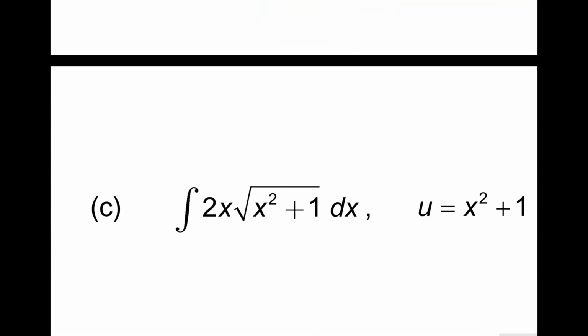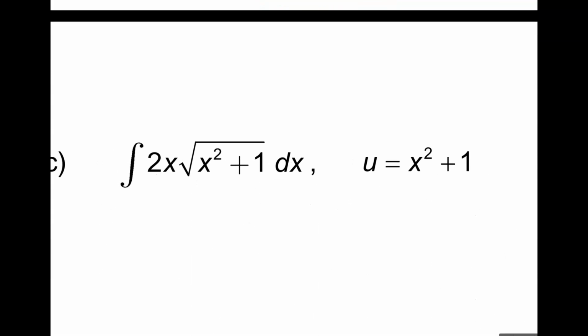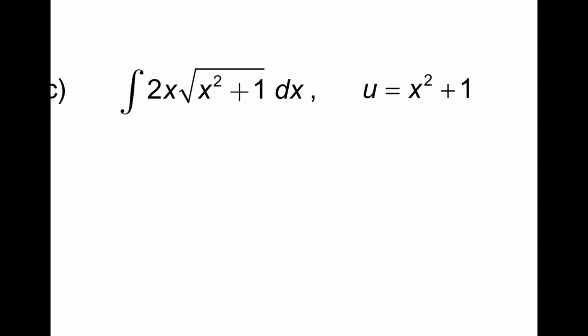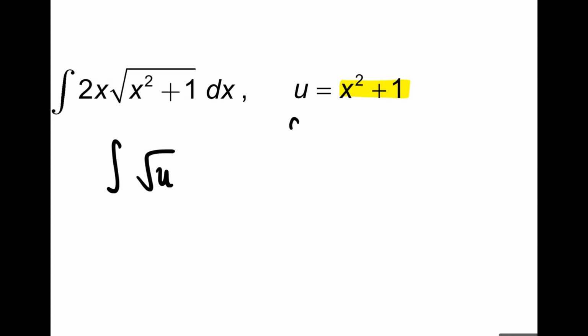This next one is not as bad, because I still tell you what u is, right? Later, I won't tell you what u is, and you have to start finding what the inside function should be. So here I said it's x squared plus 1, so here's my x squared plus 1. So I already know this is going to be the integral of the square root of u. Okay, so du is going to be 2x dx. Well, 2x dx, that's what my du is. So it's just the integral of square root u times du.